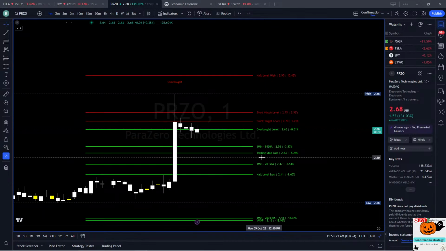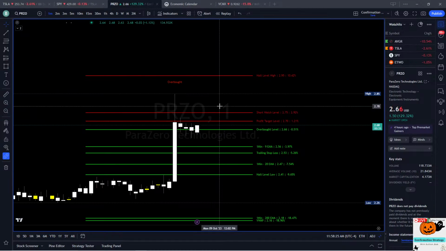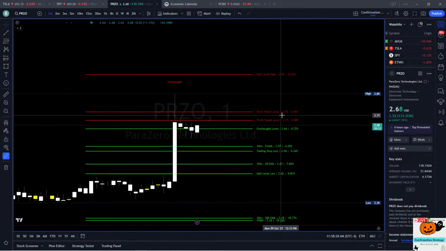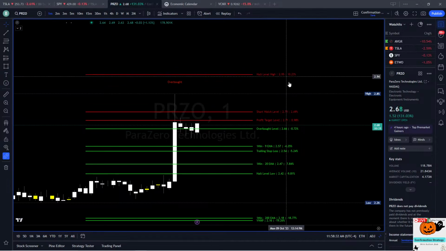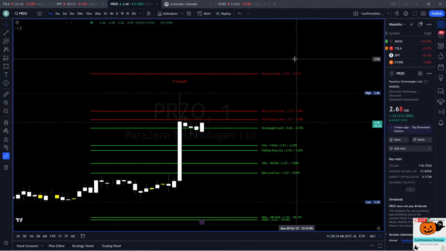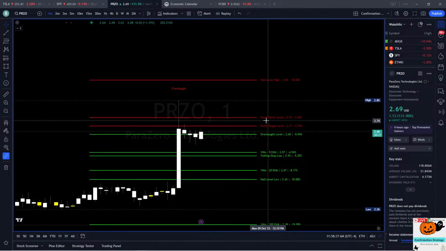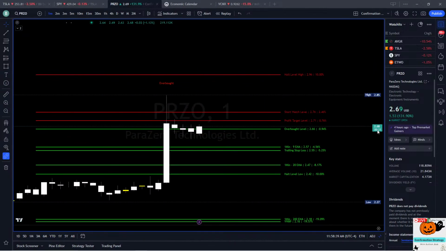So PRZO, we're watching here, needs to hold 2.45, 2.50. Target would be 3. No position for myself. We've got a halt level at the high side around 2.95. That'll adjust. So I think that'll actually move up above 3, but we'll see what happens here. PRZO is giving us something.